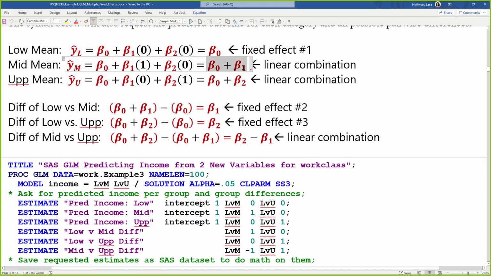So to get to the mean for the middle group, it's 2 betas added together. To get to the mean for the upper group, it's these 2 betas added together. And then likewise, if I know what the mean is for upper, and I want to compare that to the mean for middle, then the beta 0s drop out, and I'm left with beta 2 minus beta 1 as how the model tells me how the upper group differs from the middle group.